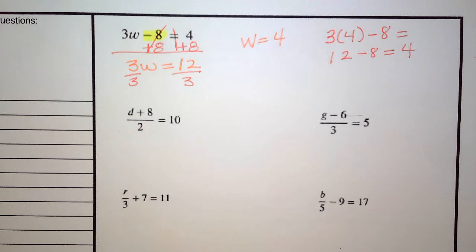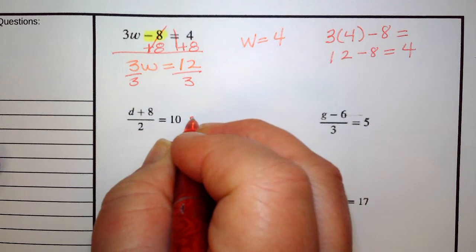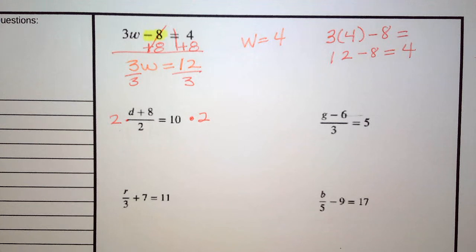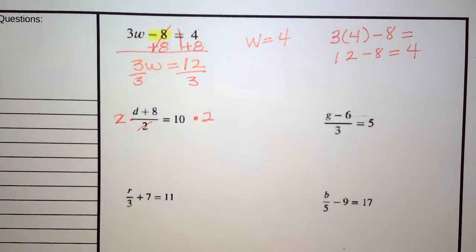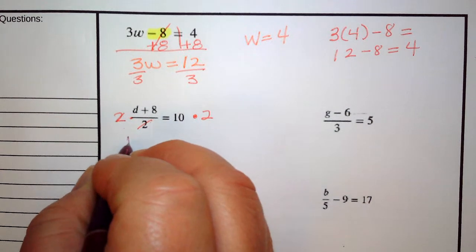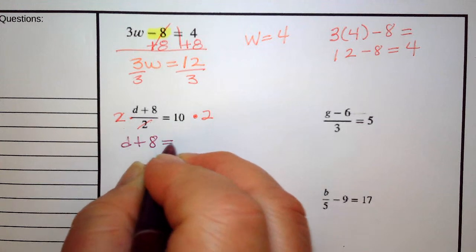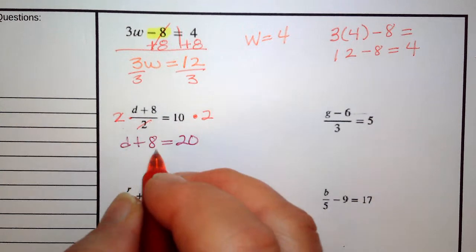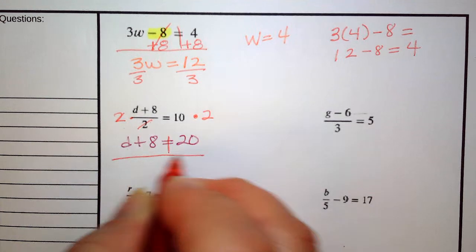I've taken a number, I add 8, and then I divide by 2. What was the last thing we did? We divided by 2. What is the opposite? To multiply by 2. So, these two, because 2 divided by 2 is 1, they cancel each other out. I'm left with d plus 8 is equal to 20. I've added 8. How do I undo? By subtracting 8.